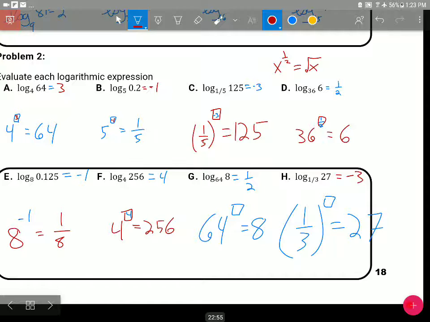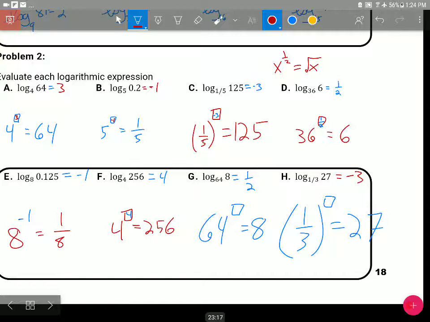Alright, so here's the deal. The biggest problem that people have with these is the fact that this represents an exponent. And what it asks is this: the base to the what power is the bigger number, the argument? Okay? That's the way it stands.